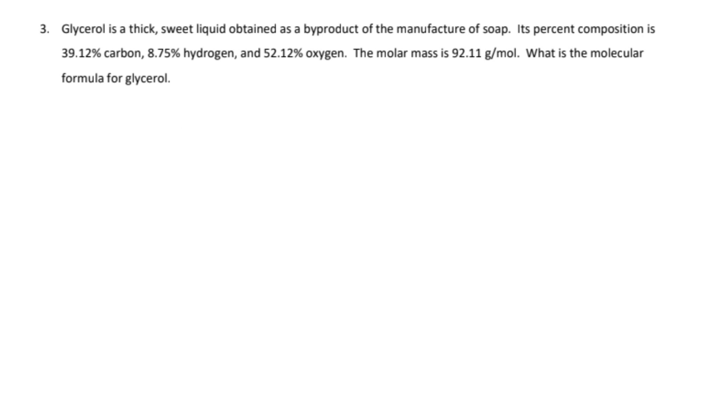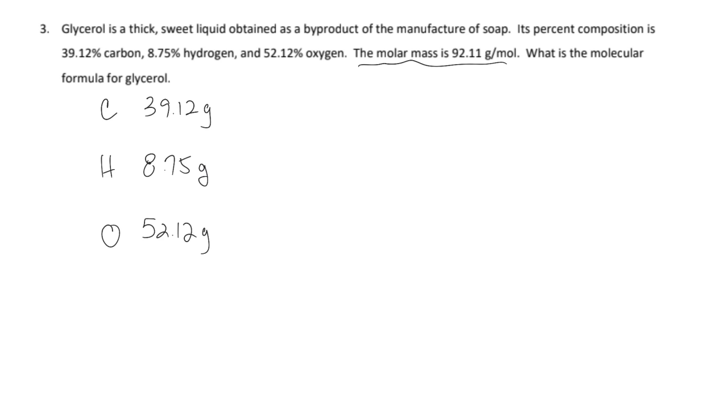Okay, this problem is an empirical formula problem, but it's also a molecular formula problem because they're giving us a molar mass. So we're going to have to do one more step at the end. Remember, a molecular formula is multiples of an empirical formula. So we're going to have to figure out what that multiple is at the end of the problem. So we're given the percent composition. So we're going to do the first step, which is percent to mass. So we have carbon, we have hydrogen, we have oxygen. So we have 39.12 grams of carbon, 8.75 grams of hydrogen, and 52.12 grams of oxygen.